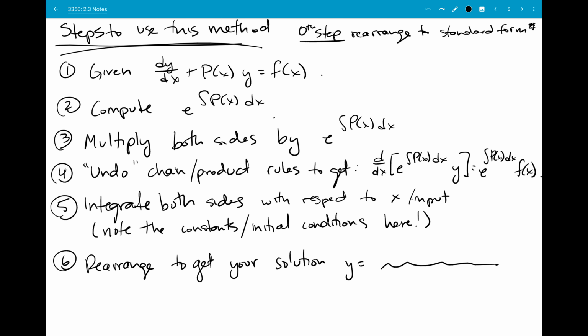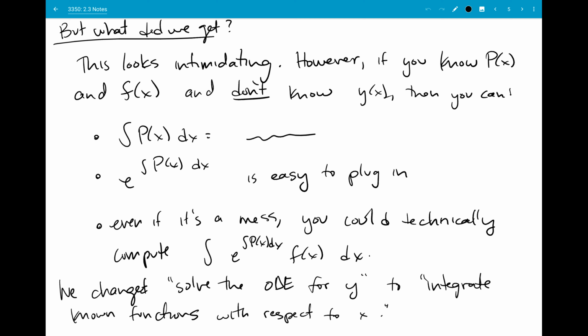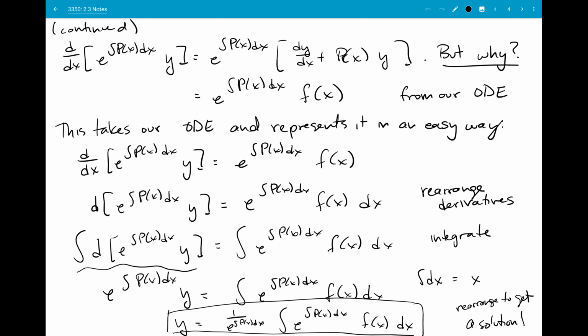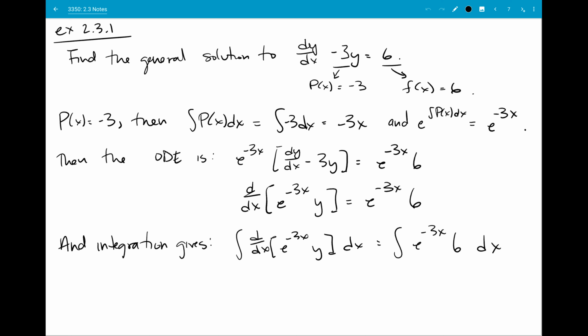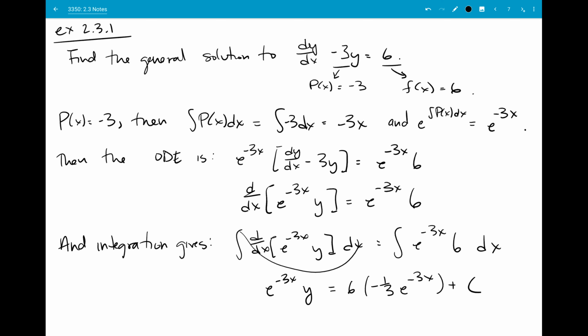So when I showed you this example, I did the integral of d times stuff. And sometimes students find that uncomfortable. So you can also think about it as I just integrate both sides with respect to x. Integrating a derivative cancels out, and I've got e to the minus 3x times y. And on the right-hand side, I'm integrating 6 e to the minus 3x dx. So that's going to give me 6 times negative 1/3 e to the minus 3x plus a constant.